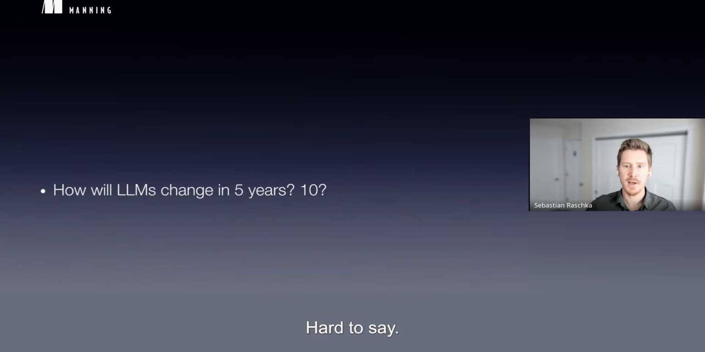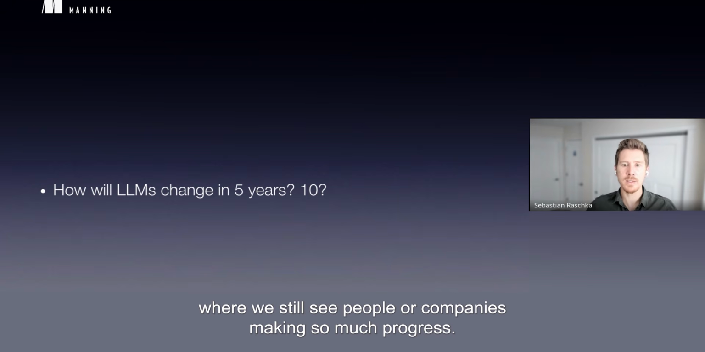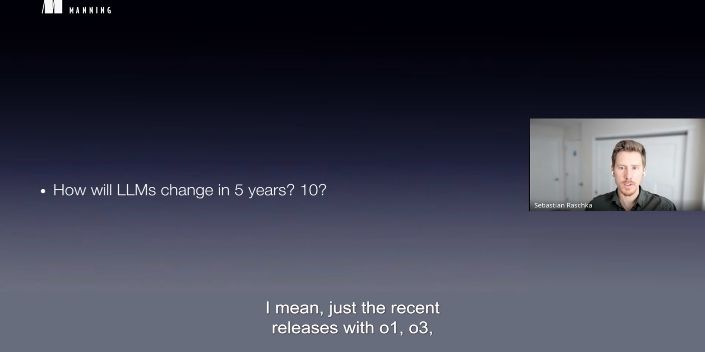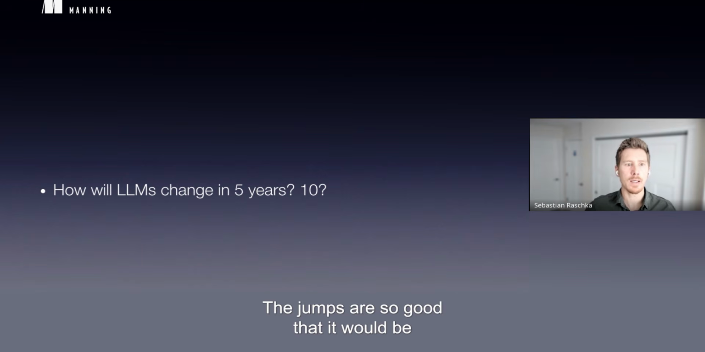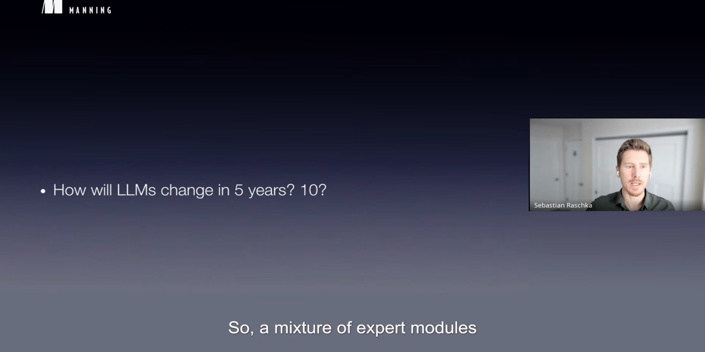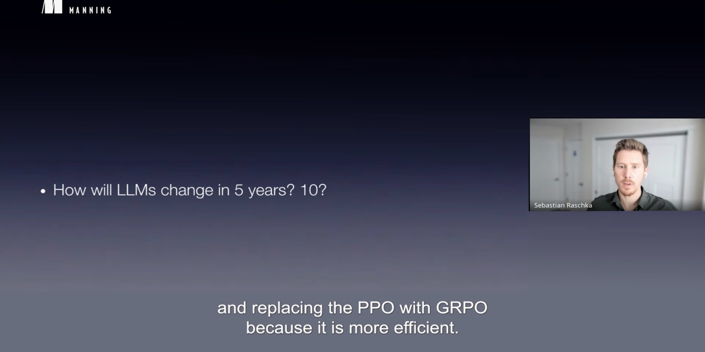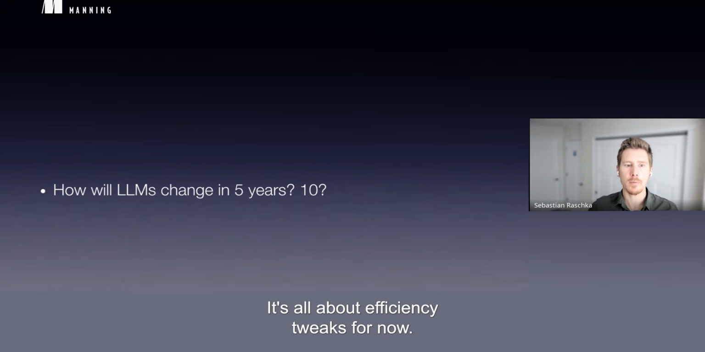So it's hard to say. But right now, I think they still have at least a few years ahead of them, where we still see people and companies making so much progress. I mean, just the recent releases with O1, O3, Sonnet 3.7, the new Google Gemini Pro 2.5. The jumps are so good that it would be unwise to abandon LLMs. So I think they still have a future ahead where people currently make them more efficient. So a mixture of expert modules for the reasoning models, replacing the PPO with a GRPO because that is more efficient, you remove the critic model. It's all about efficiency tweaks for now.